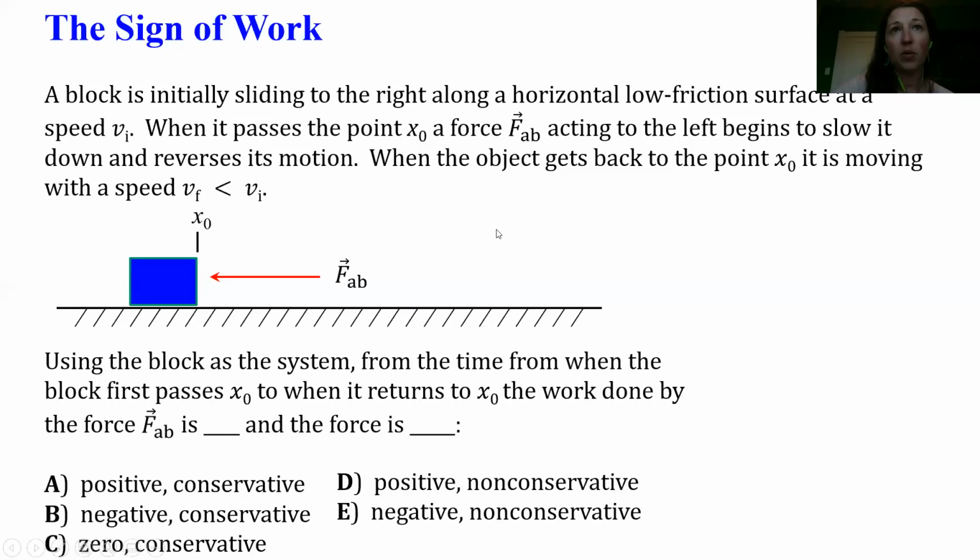So I'm going to put up here a question for you all to think about. And again, take some time to write down what you think the answer is and why. I'll give you a hint that this one is hard to do directly from the definition of work. So instead, we're actually going to use the work-energy theorem, the fact that work total equals the change in energy of the system, to try and figure out both the sign of work here and whether it's conservative or non-conservative. So take a minute before you start the next video.